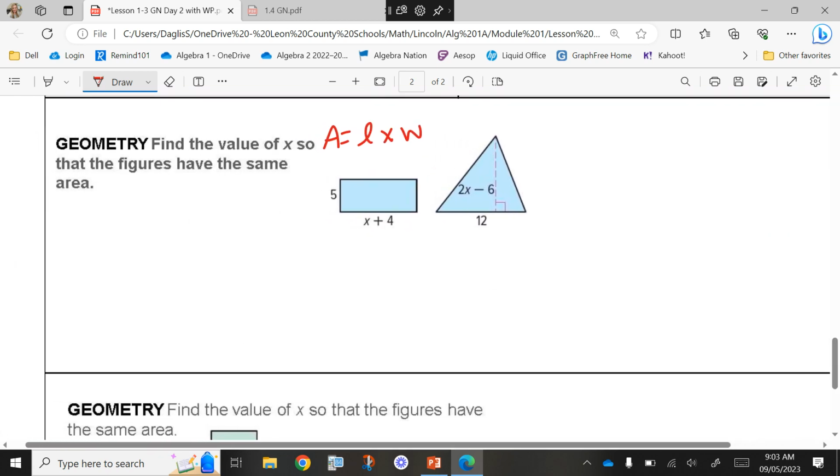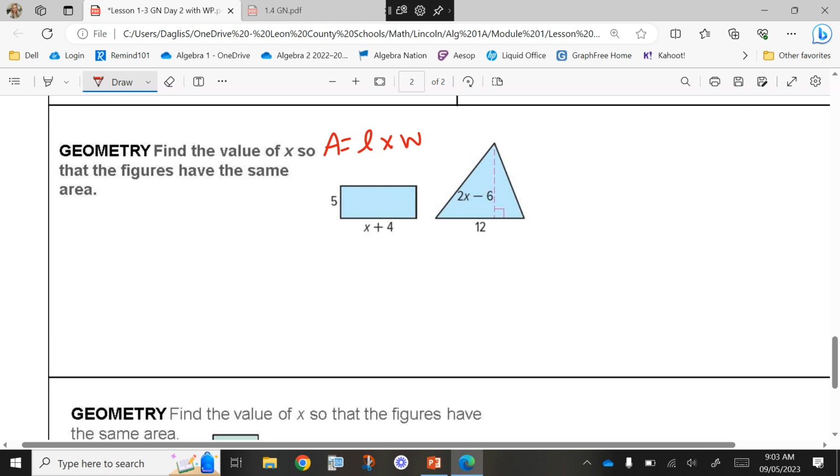And then the area of a triangle. Does anyone know that one maybe? I know it's been a hot minute. Area of a triangle is half of your base times your height. Why are we talking about this? Because it wants to know the value of x to make these two shapes have the same area. So we're going to do area equals area and then solve for x.